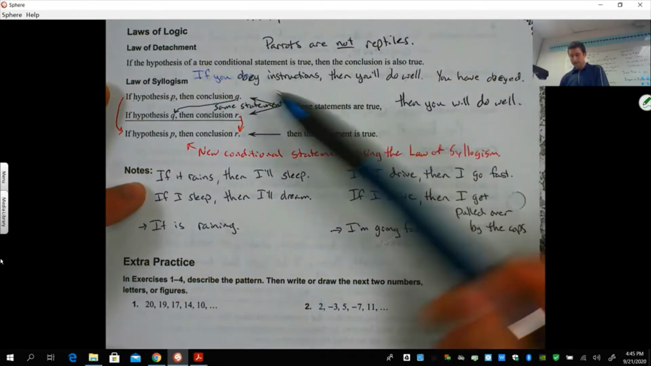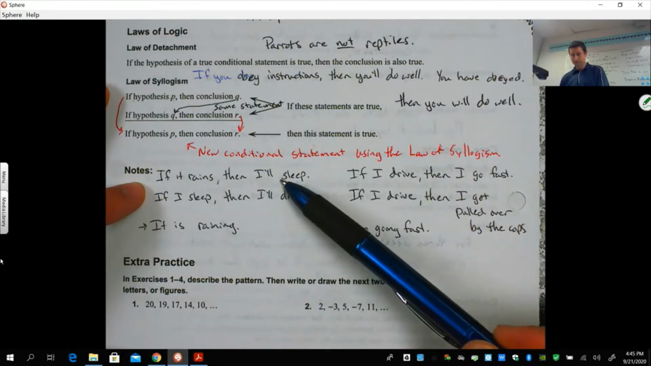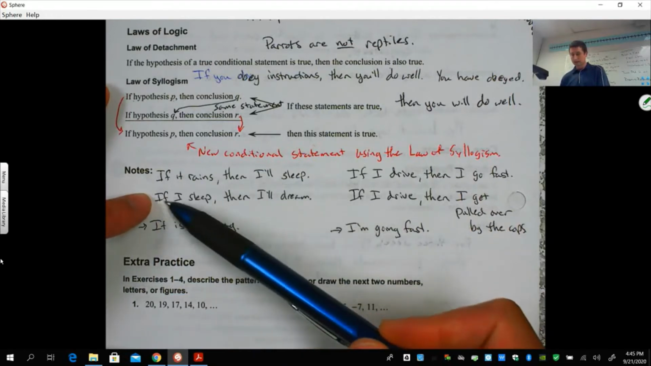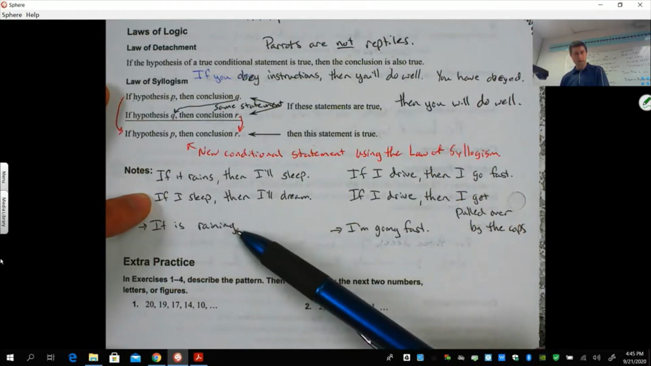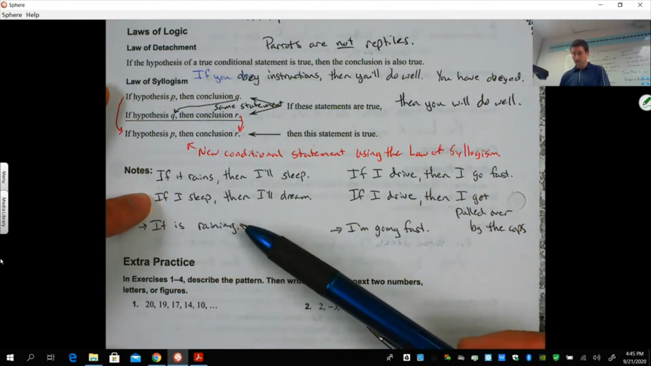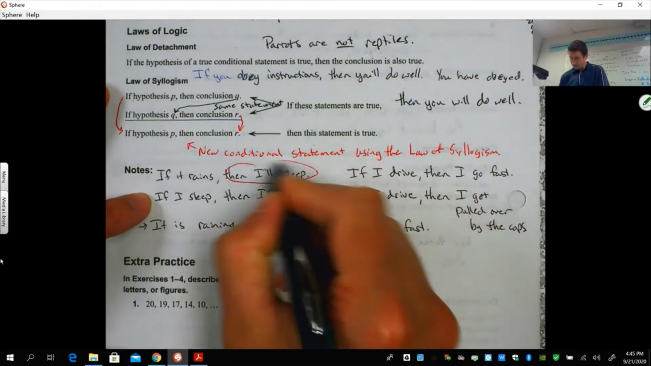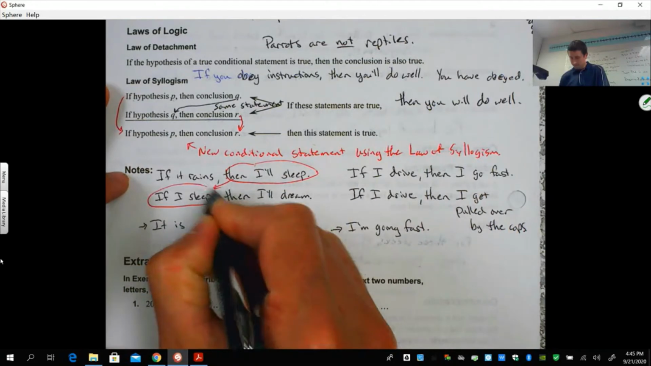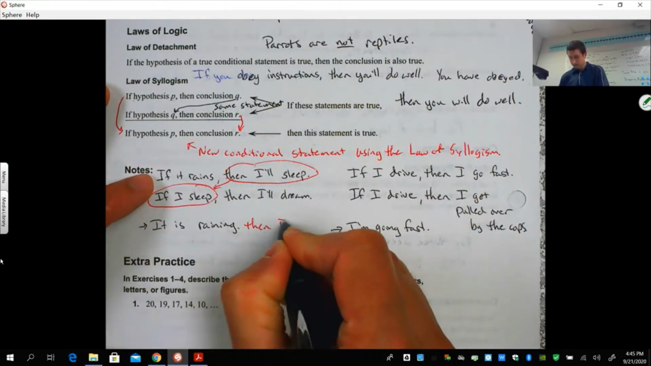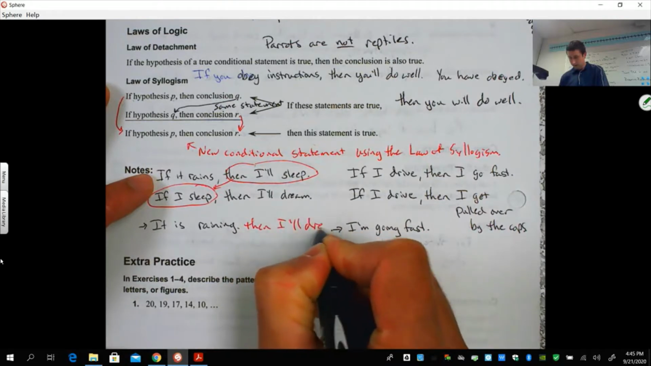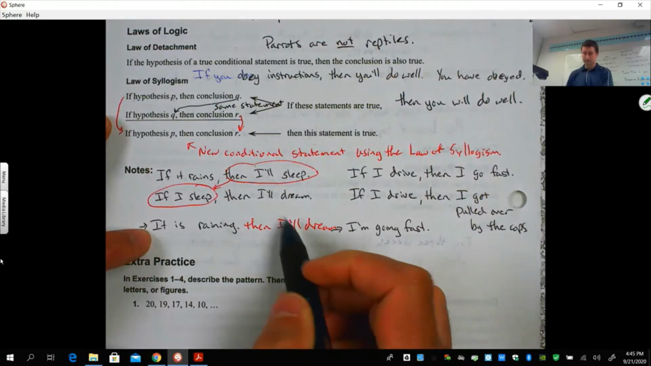So it may say, if it rains, then I'll sleep. That's your first statement. If I sleep, then I'll dream. It is raining. Okay, what can you conclude? Well, based off the law of syllogism, you see how this matches up with this right here. So if it is raining, then I'll dream. This is our new statement. If it is raining, then I'll dream.